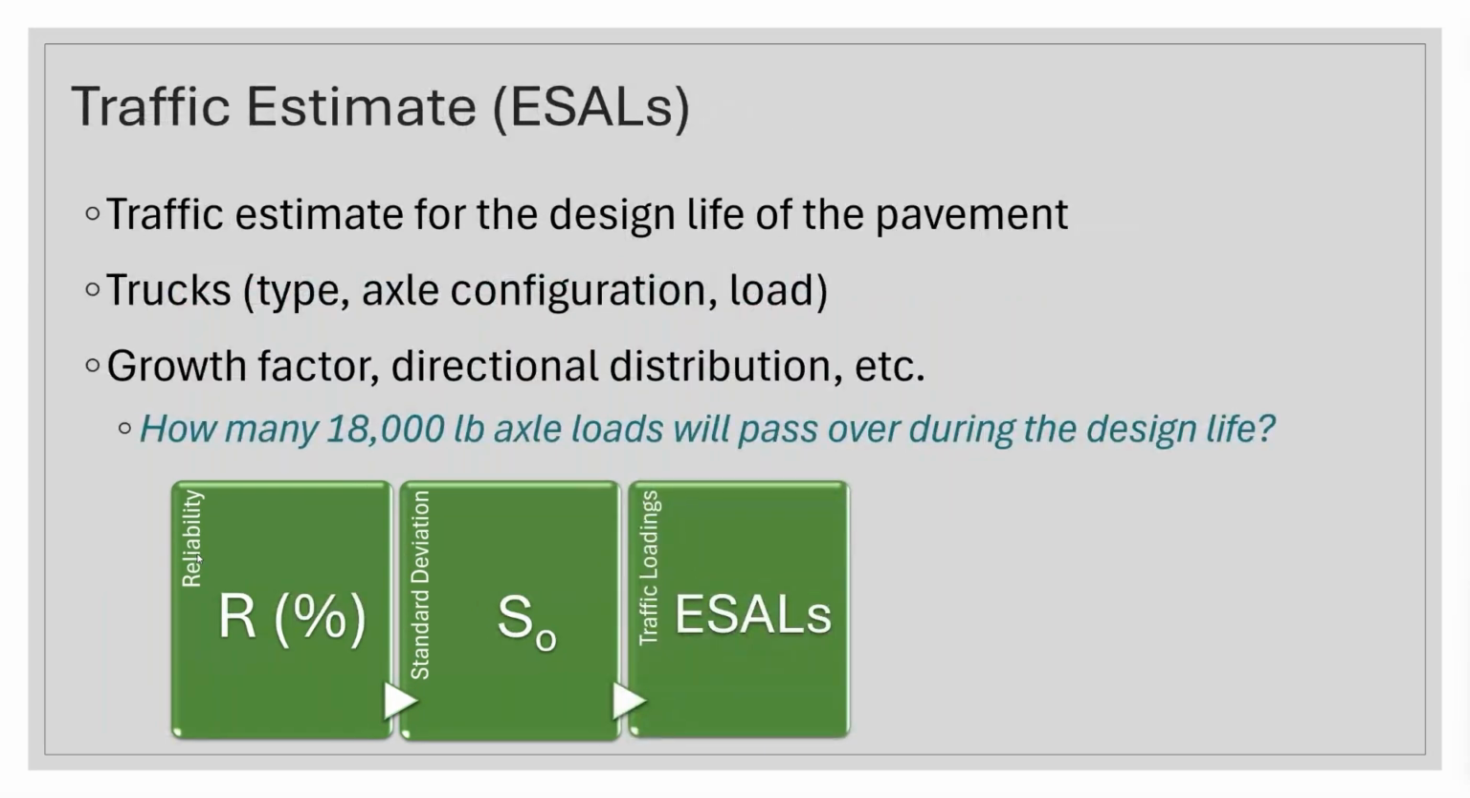Next is the traffic estimate. This is the one that we've talked about. We're figuring out that estimate for the design life of the pavement. How many equivalent single axle loads are we expecting to put on this pavement? So separating that out by truck type, the axle configuration, what kind of load we expect, and then all the other factors. What's the growth factor over that design life? What's the directional distribution, lane distribution? In other words, how many 18,000-pound axle loads are expected to pass over this roadway during its design life?